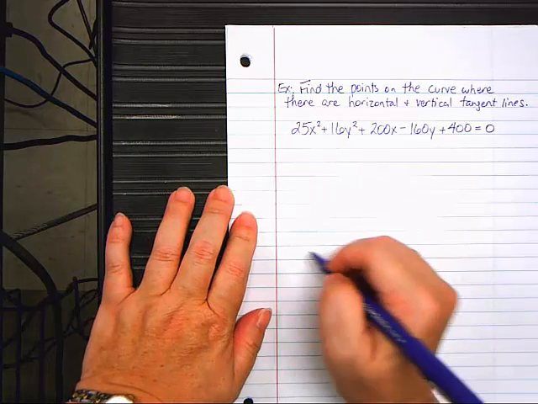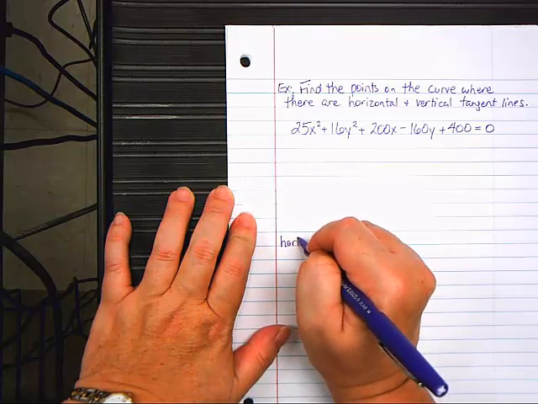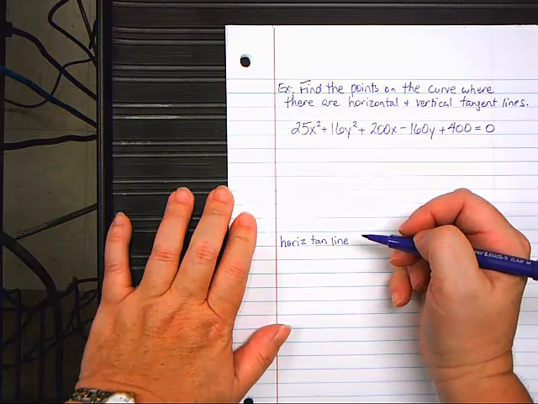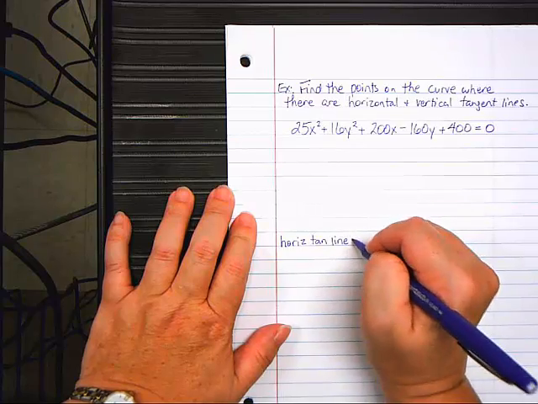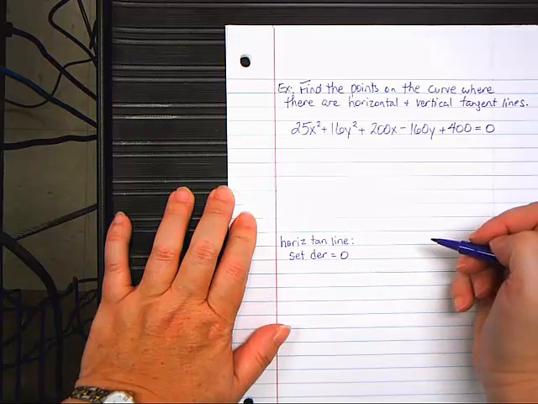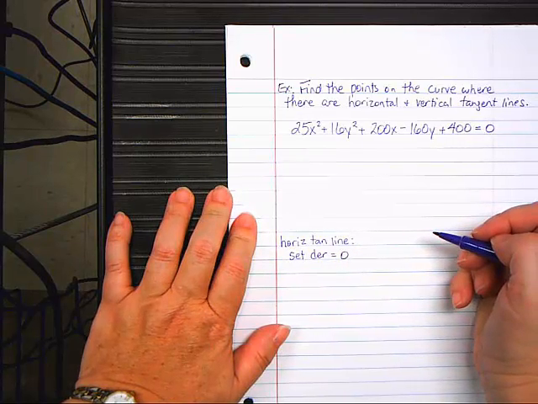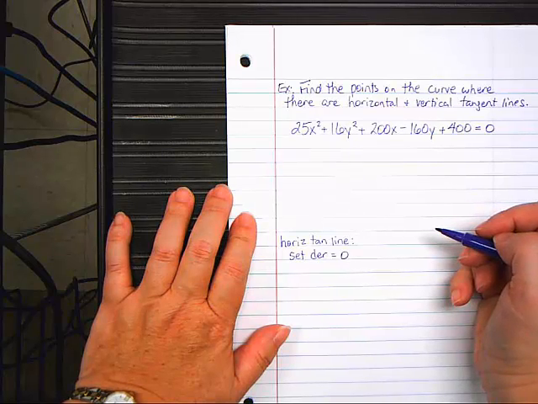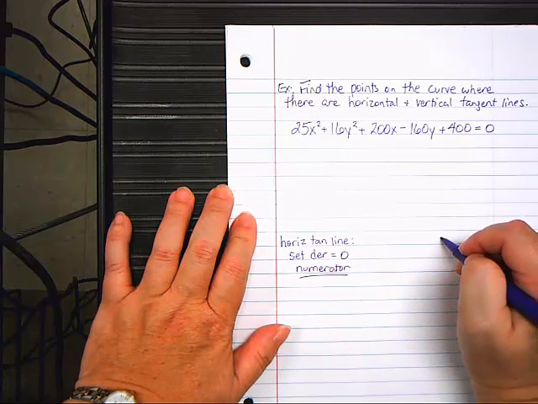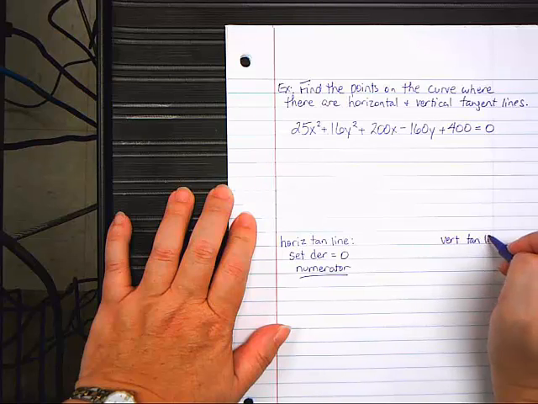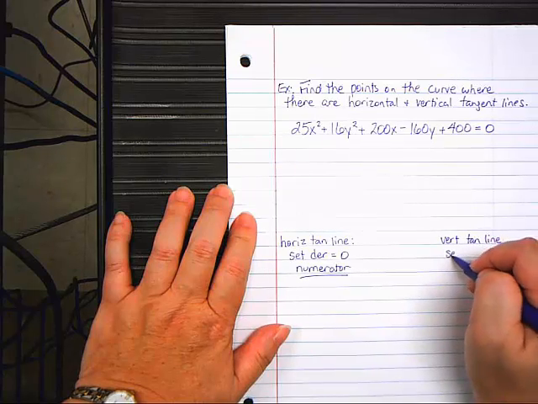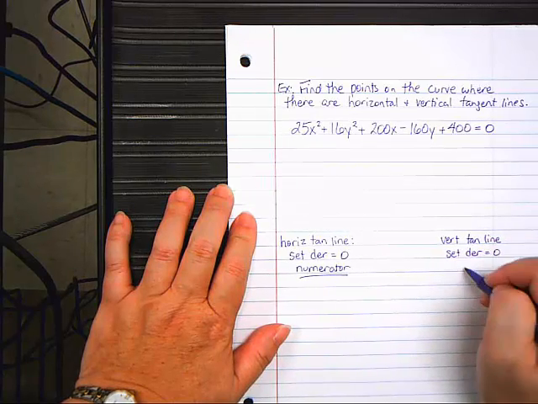Okay, I want to skip down about 6 or 7 lines, and I want to write down horizontal tangent line. How do you find where horizontal tangent lines occur? We've done this before. You set the derivative equal to 0. And now, it's going to come out to be a fraction. Every one of these has been a fraction answer. Which part of the fraction gets set equal to 0? The numerator. Okay. Now, I haven't taught this one before. Vertical tangent lines, not vertical asymptotes. For vertical tangent lines, you set the denominator of the derivative equal to 0.